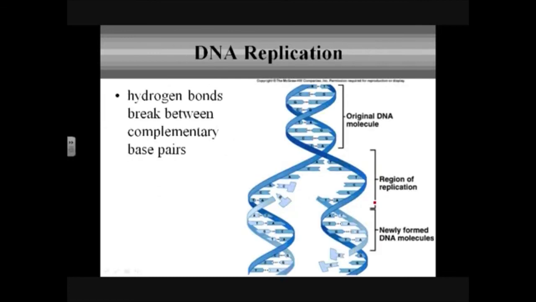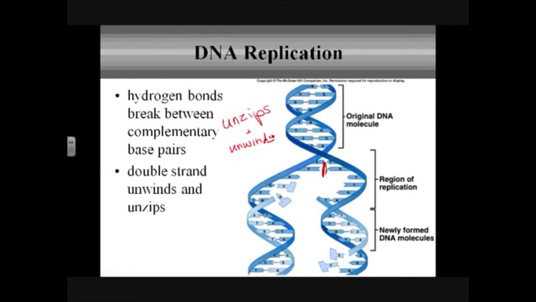When we look at DNA replication, what's actually going to happen is that hydrogen bonds, right, are going to break. They're actually going to start to split between the complementary base pairs. So it's almost like the DNA molecule unzips and unwinds. Right? It's going to uncoil and it's going to pull apart, just like I said there.